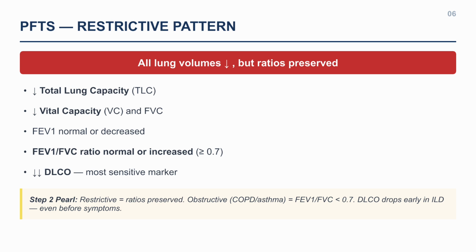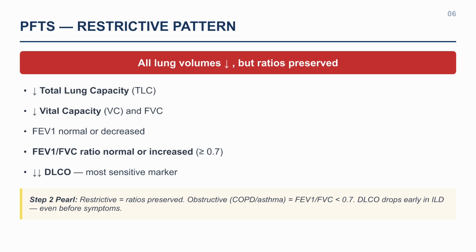Specifically, total lung capacity is decreased. Vital capacity and forced vital capacity are decreased. FEV1 may be normal or decreased. The FEV1 to FVC ratio is normal or even increased, typically above 0.7. The most sensitive parameter is the diffusing capacity for carbon monoxide, or DLCO, which drops early in ILD, sometimes before any symptoms or imaging changes.